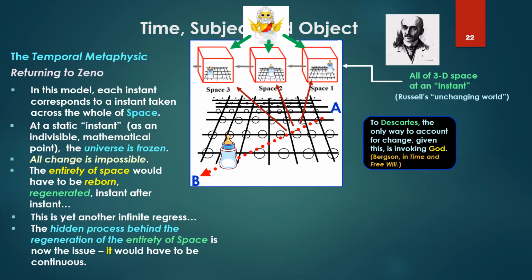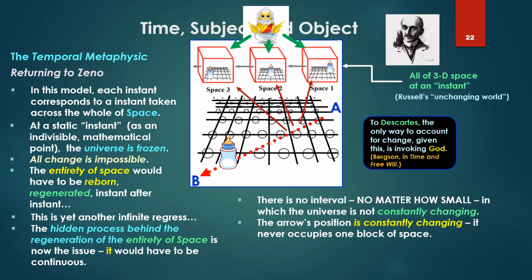This, of course, is yet another infinite regress. The hidden process behind the regeneration of the entirety of space is now the issue. It would have to be continuous. So, bottom line, there is no interval, no matter how small, in which the universe is not constantly changing. The arrow's position is constantly changing and never occupies one block of space. The turtle, Achilles, never occupy one block of space.